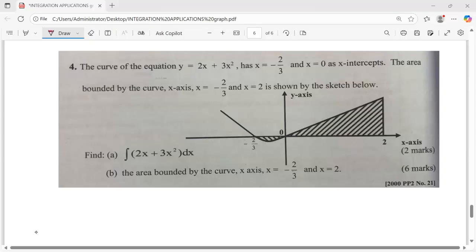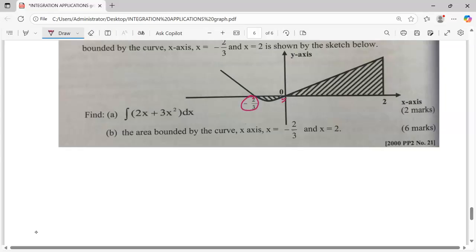KCSE 2000 paper 2 question number 21, a question on integration and its applications. The question reads: the curve of the equation y is equal to 2x plus 3x squared has the x coordinate as negative 2/3. You can see it here. And x is equal to 0 as x-intercept. That is under the region that is below the x-axis. The area bounded by the curve, x-axis, and x is equal to negative 2/3 and x is equal to 2 is shown by the sketch below.